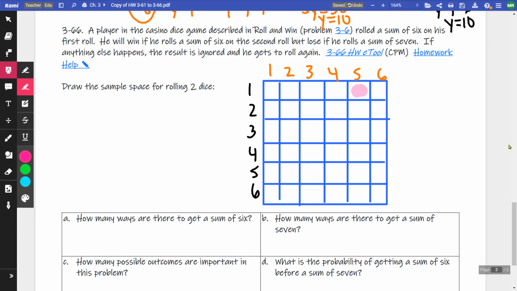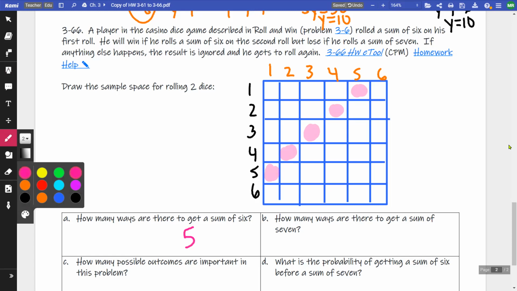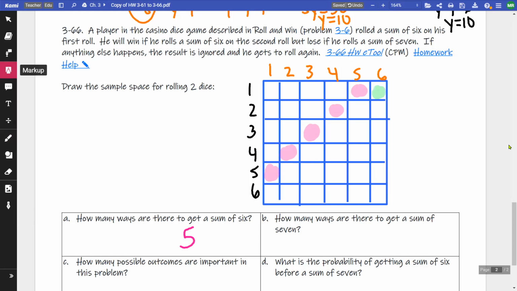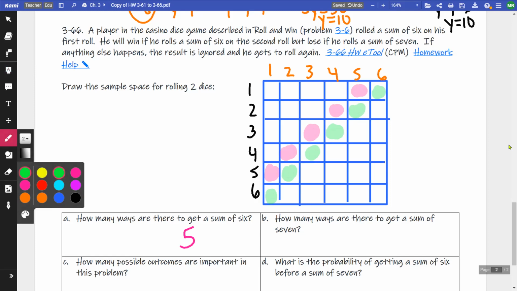So 5 and 1, 4 and 2, 3 and 3, 2 and 4, 1 and 5. So I have 5 different ways. How many ways are there to get a sum of 7? So for a sum of 7, 6 and 1, 5 and 2, 4 and 3, 3 and 4, 2 and 5, 1 and 6. And if I count that, I have 6.